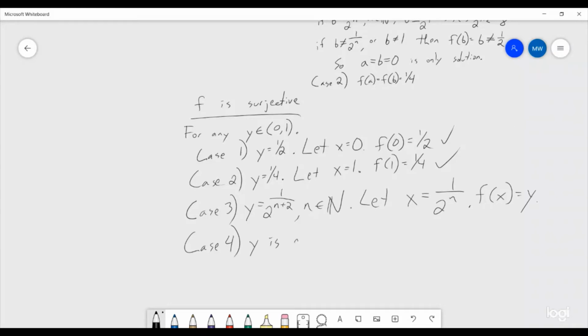Y is none of the above. Let x equal y. Then f of x is equal to x is equal to y. And so that would be all three cases to show that our function f was a surjective function.